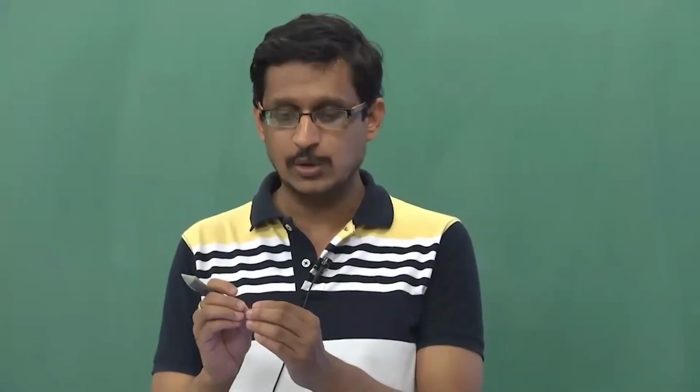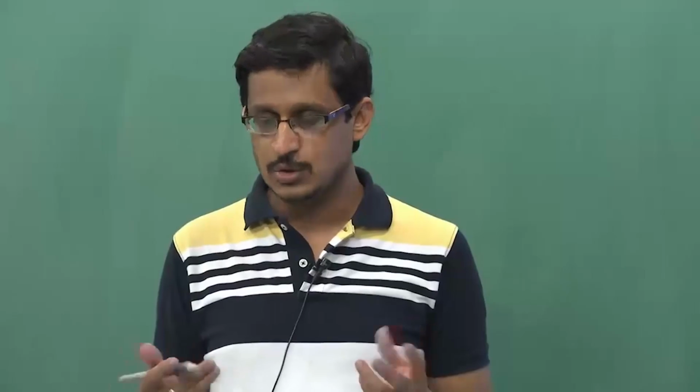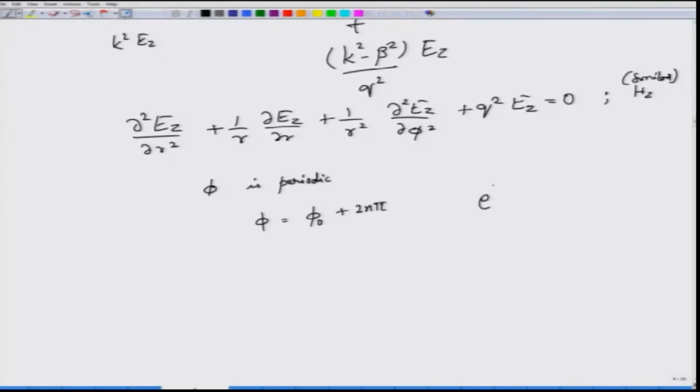So my solutions also should be periodic. They have to reflect this periodicity around the cylinder when you go in the azimuthal direction. That kind of a constraint allows us to choose the solutions as some e to the power j nu phi, where nu is an integer. So my solutions in terms of phi will be e to the power j nu phi.